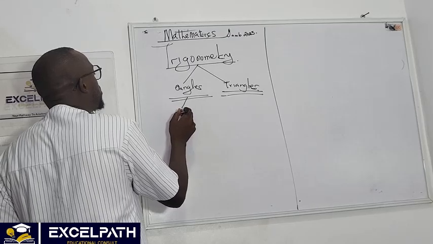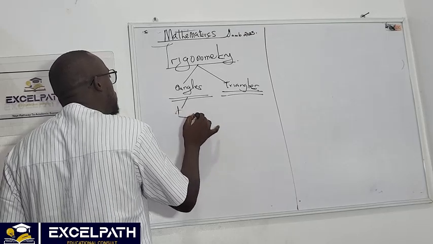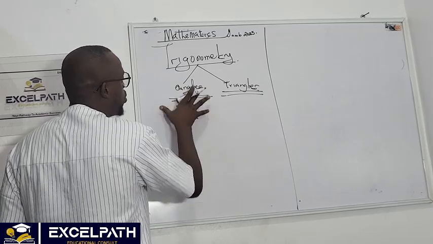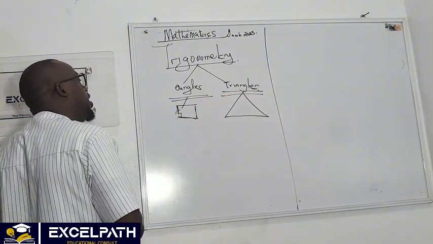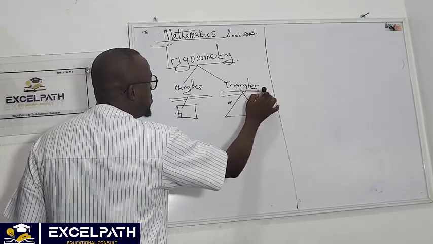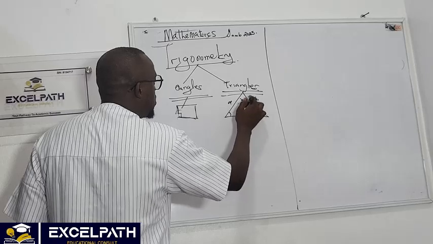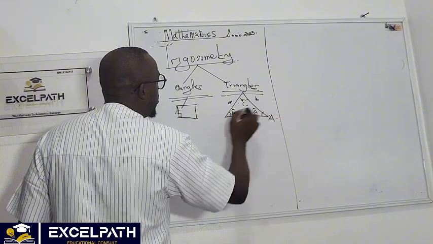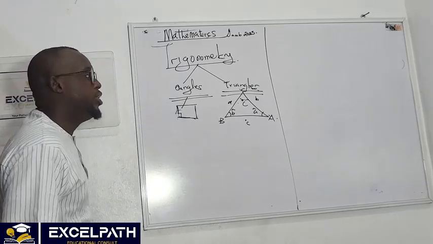Let's say angles are just a dotted line, right? That forms what we call a degree number. That's what we call it. A triangle consists of three sides, right? A, B, C, and three angles. Angle C, angle B, and angle A, right? That's what we call a triangle.